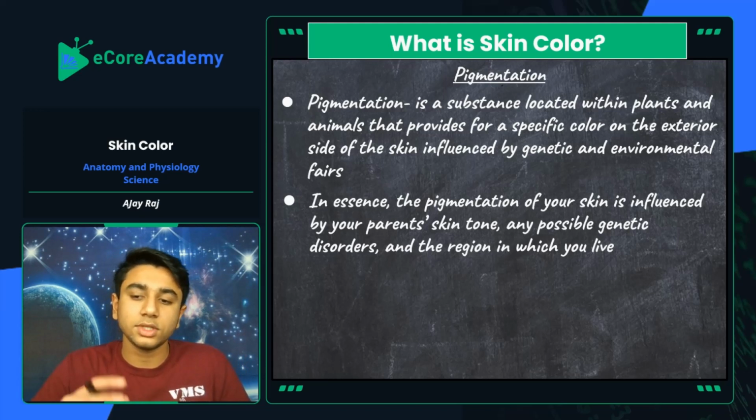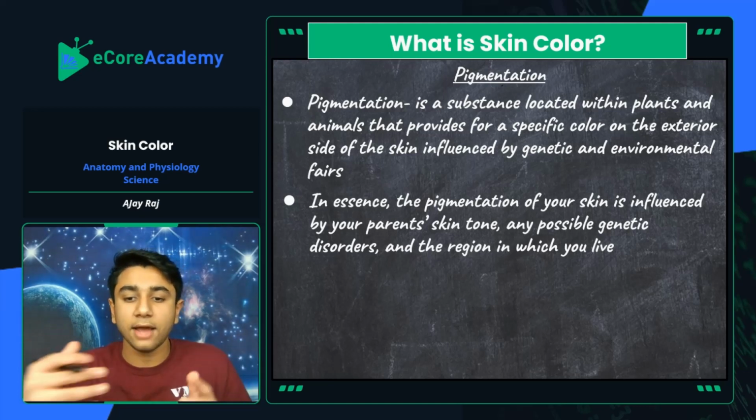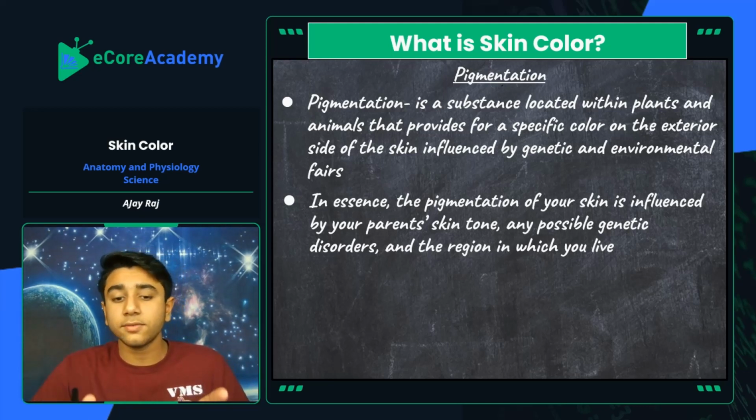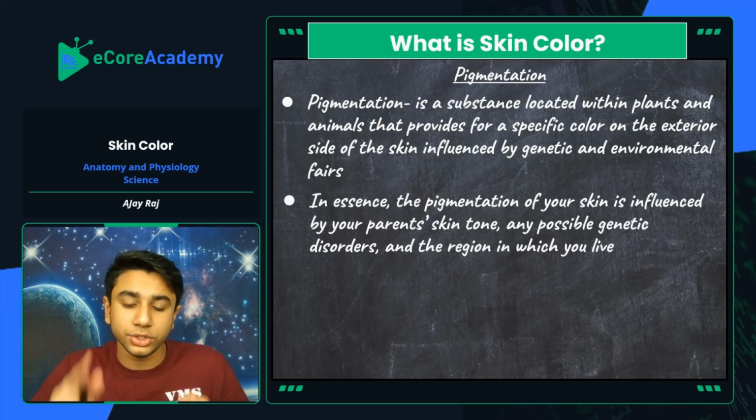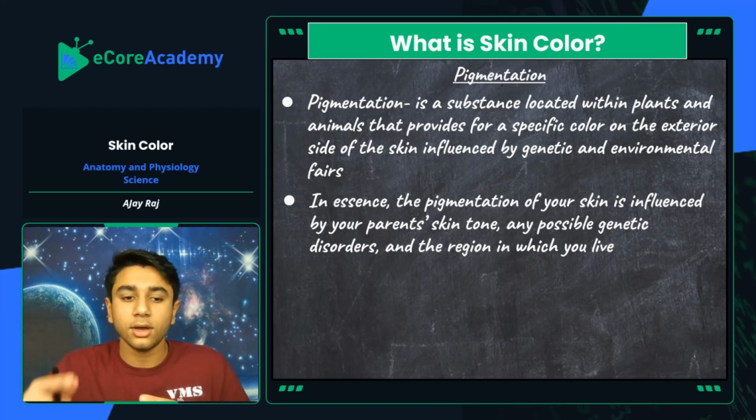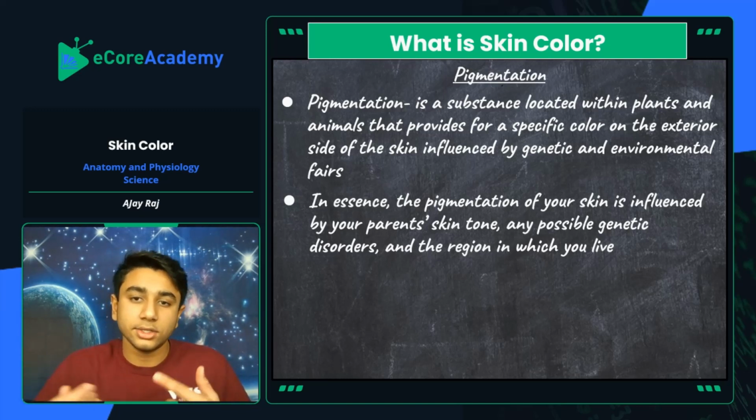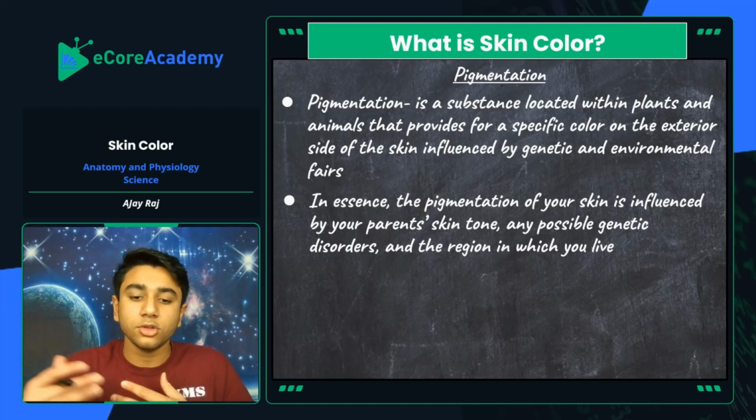So the pigmentation of your skin is most likely going to be influenced by your parents or their parents and their relatives that have certain conditions as well. Unless, of course, we have any possible genetic disorders, which I'll get into in the last slide. That's something that you cannot necessarily control at birth. It's something that happens randomly, but don't let that stop you.